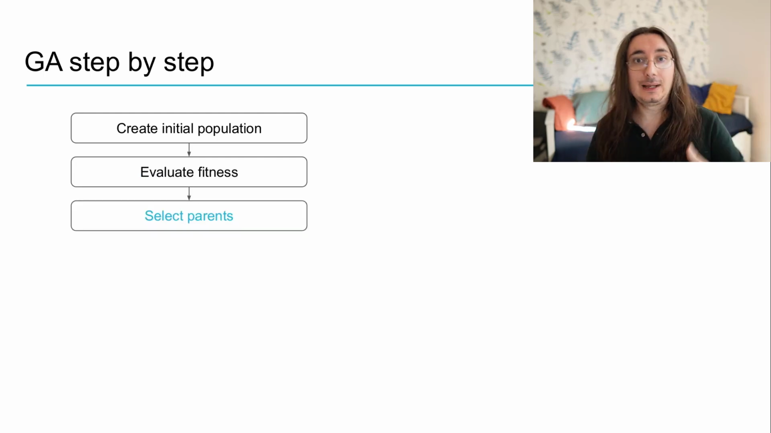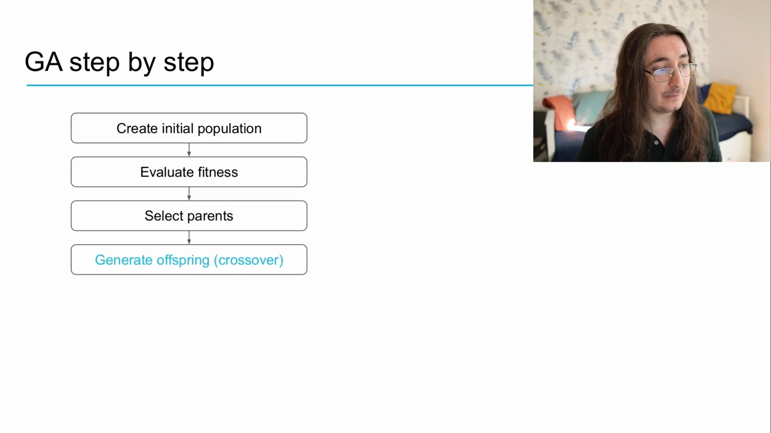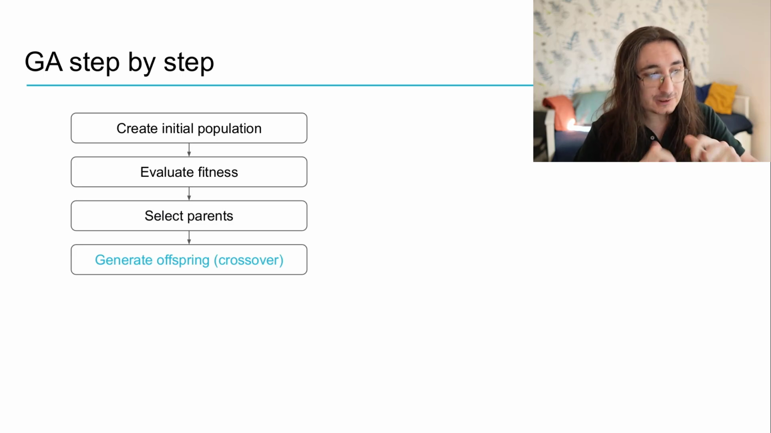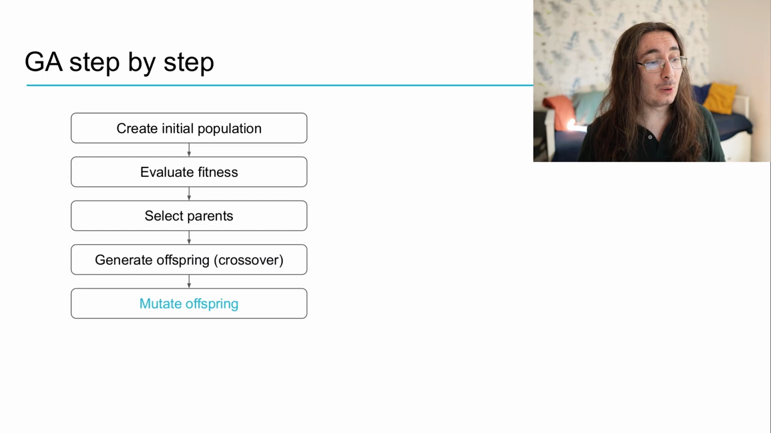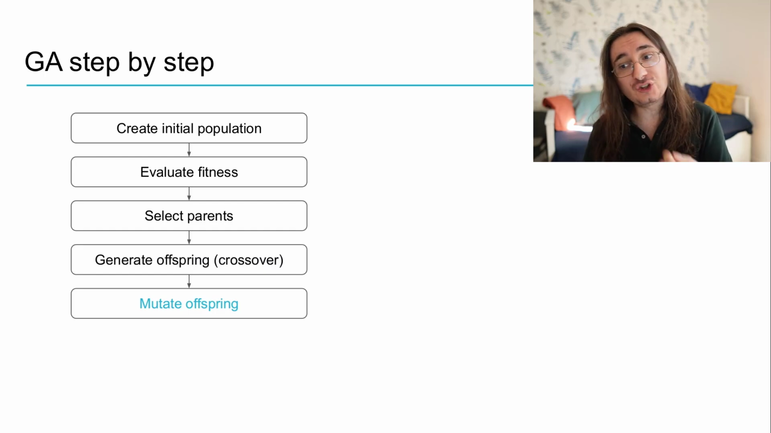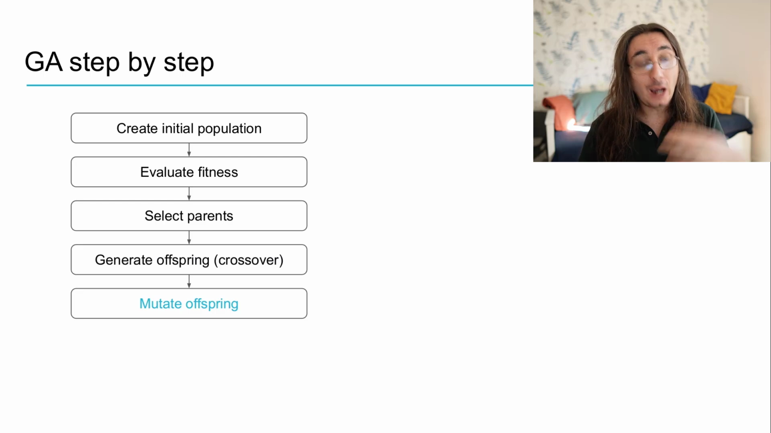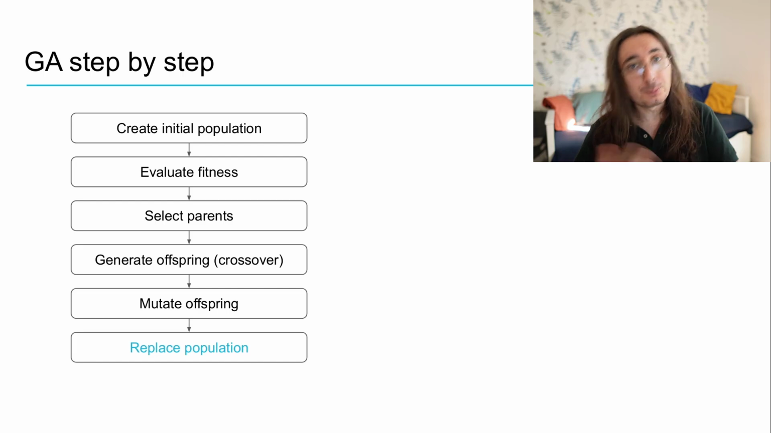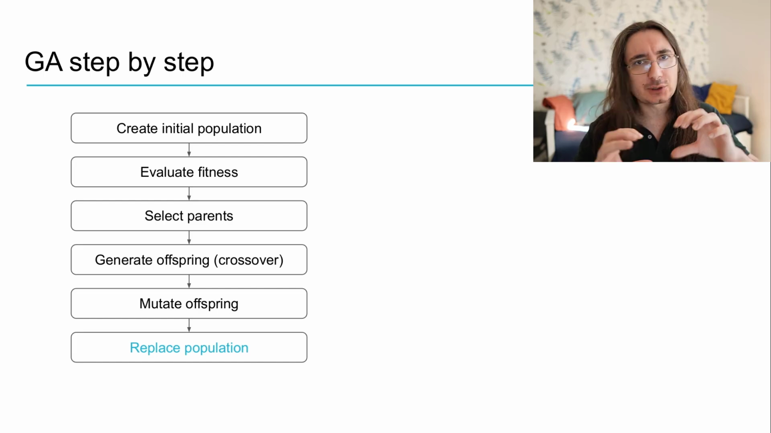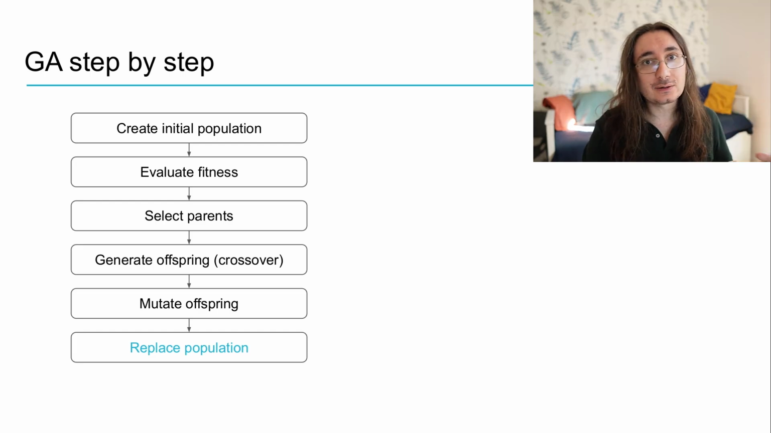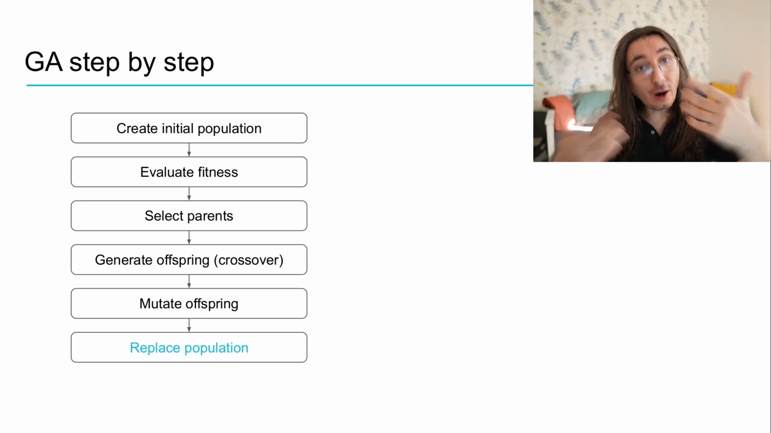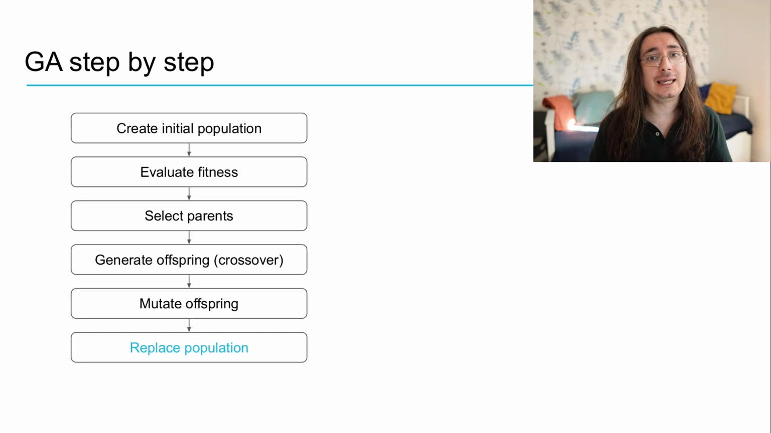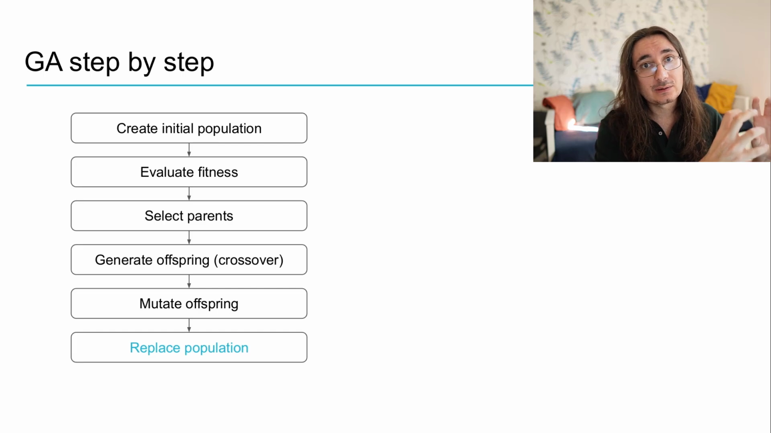Then we apply selection. We select the parents which are going to generate the next generation, the offspring, through crossover. Then we apply mutation to the genetic makeup of the offspring. And finally, we replace the population. We can do this in a number of different ways. We can completely remove all the parents and replace them with all the offspring, or we could keep a part of the parents and the offspring.